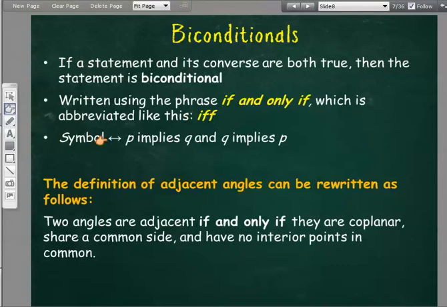Here's a symbol. See, it's got arrows on both ends, just like a line. P implies Q and Q implies P, so it works both ways. Okay, the original statement, P implies Q, and the converse, Q implies P. The definition of adjacent angles can be rewritten as follows. Two angles are adjacent if and only if they are coplanar, share a common side, and have no interior points in common.